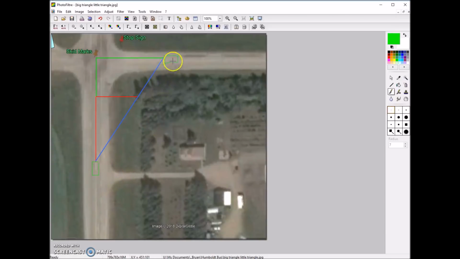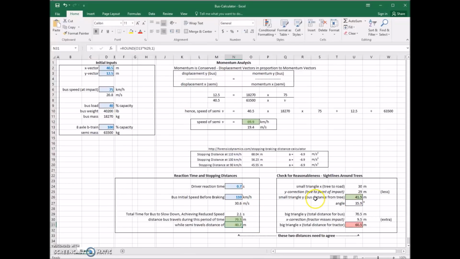One thing to point out, though, is that this is a B train. The bus did not hit the front of it, so I have to add. It's about 9.5 meters I calculated for the tractor to get from this point to this point. Okay, it's about 9.5 meters extra. All right, so that's reasonableness. And that's what I've got here, the small triangle and so on.